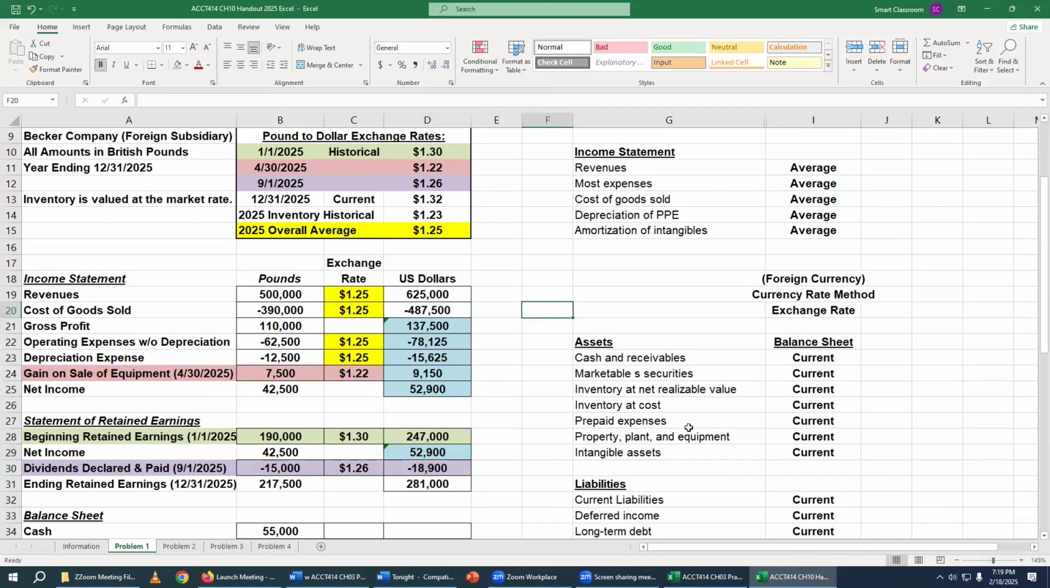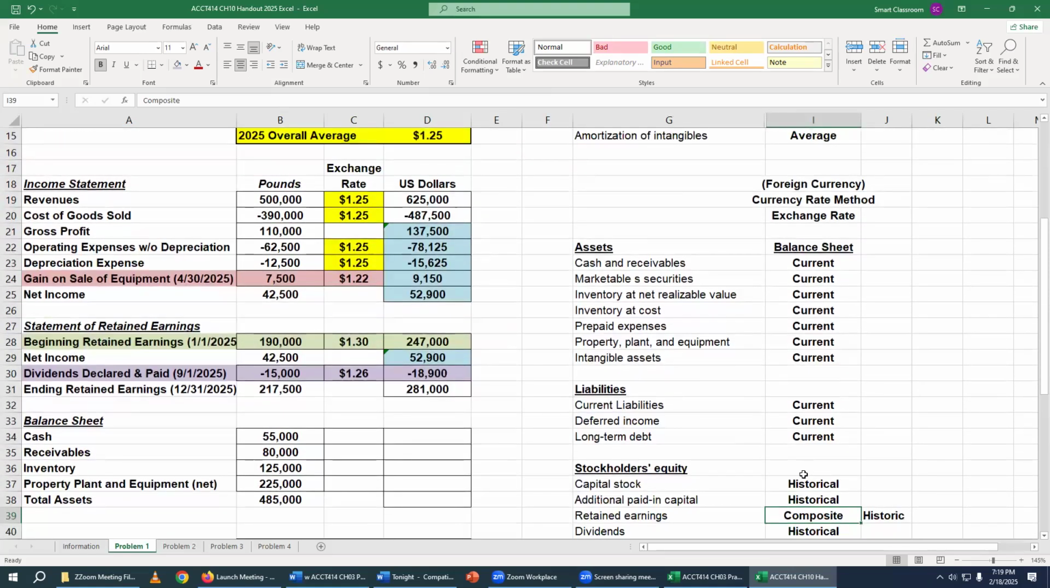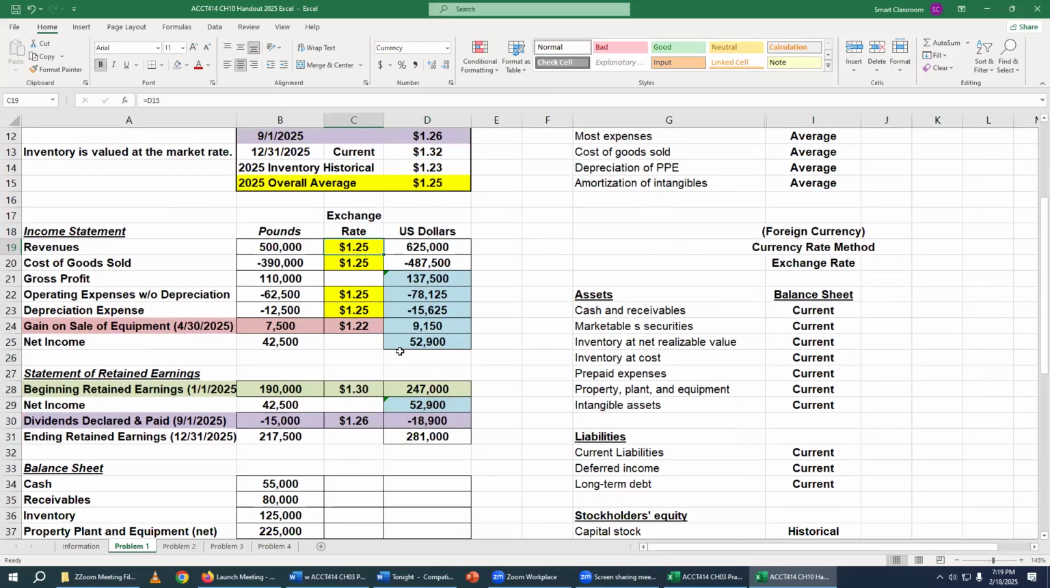Okay, now I want you to notice something here. When they talk about a composite rate, what does composite rate mean? A composite rate is when you have more than one rate. And actually, if you look up here, even the income statement is a composite rate because it has the 122 along with the 125s. There's more than one rate in here. This is actually a composite rate. I don't know if it'll fit in here or not.